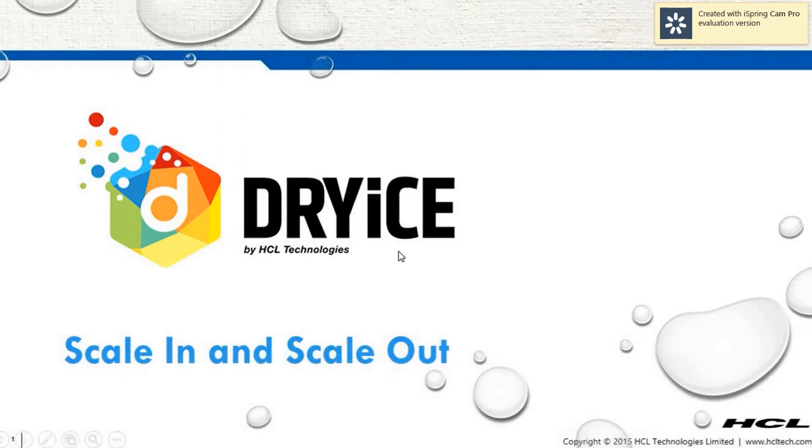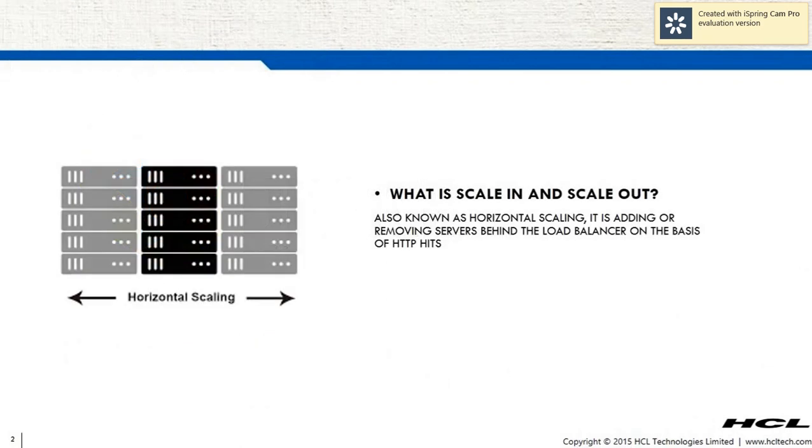Hello everyone, in this video we'll be discussing scale in and scale out operation. So what is scale in and scale out? It is basically adding or removing servers behind the load balancer on the basis of number of hits being received by it. So what is load balancer? Load balancer is a device that distributes traffic across number of servers.